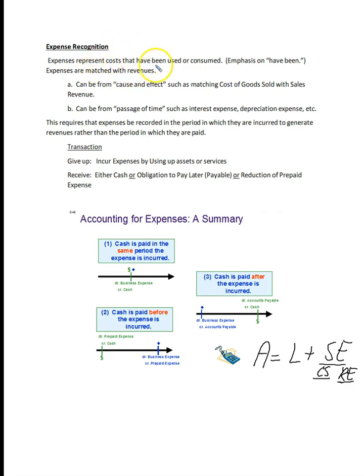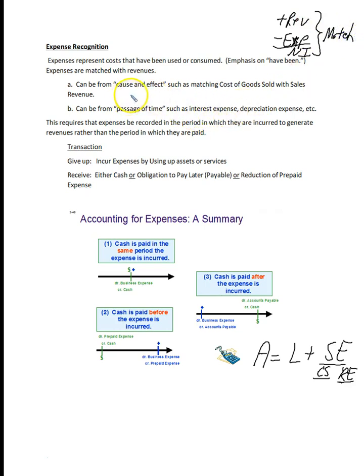Expenses represent costs that have been used or consumed, and the emphasis is on the past tense. We've already consumed it. And we want to match expenses in the same accounting period with the revenue that has been generated. Because right on the income statement, we report revenues and expenses to arrive at our net income. That's supposed to be an X there. So these are the expenses that generate this revenue. So that's called matching those together.